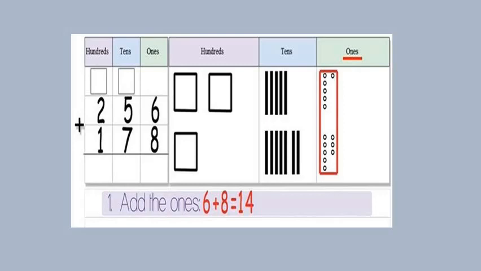What do you think? Where should I write the 14? Shall I write them all here under the 6 plus 8? Or shall I leave 4 only? Yes, perfect. 14 is a two-digit number which has tens and ones. I cannot keep them all here. Under 6 plus 8 is only the place to put the ones. So I will leave the 4 and I will regroup the 1 to the tens place value.